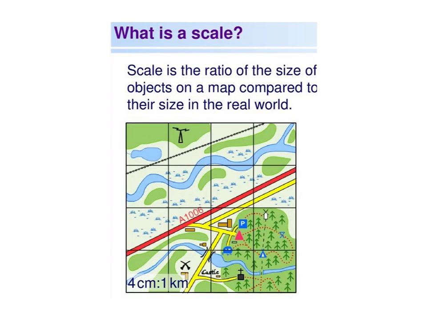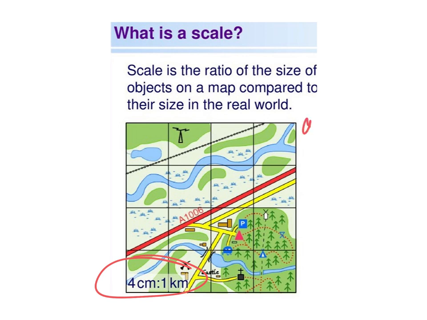All right, part of our proportion work is going to be on map scale. So what is a scale? A scale is the ratio of the size of objects on a map compared to their size in the real world. On this map, we can see that the scale is 4 centimeters equals 1 kilometer. And using that information, we can figure out different distances on our map.